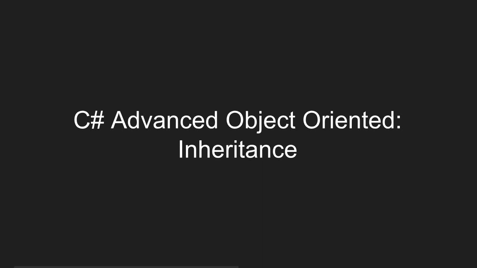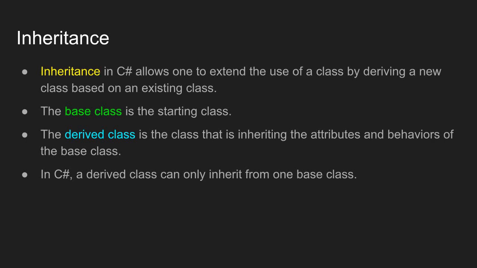In this video, we will talk about inheritance. So what is inheritance? Well, inheritance is the mechanism in object-oriented programming to extend the life of a class by deriving a new class based on an older class or an existing class. So we can take a starting class that has already been created and we can create a new class based off of the old class and inherit all of the behaviors and attributes of the existing class.